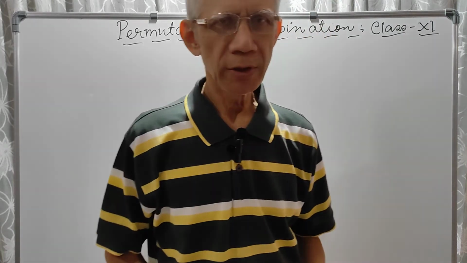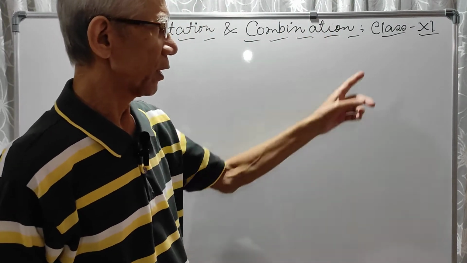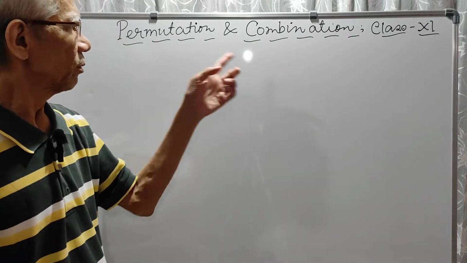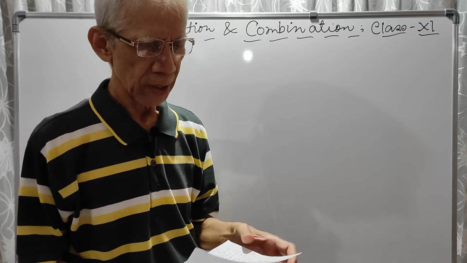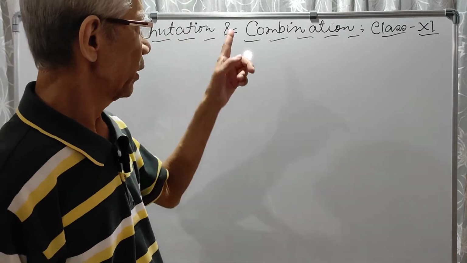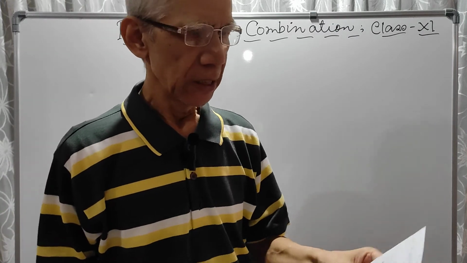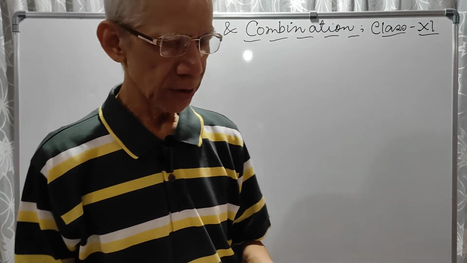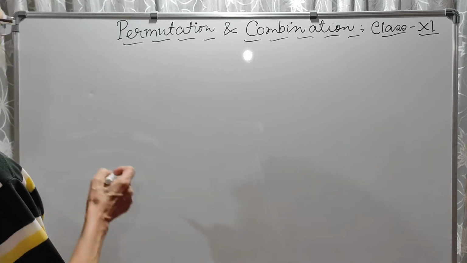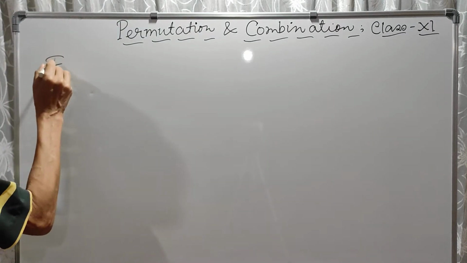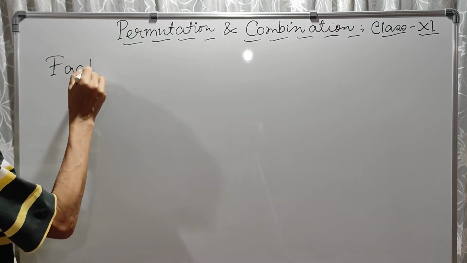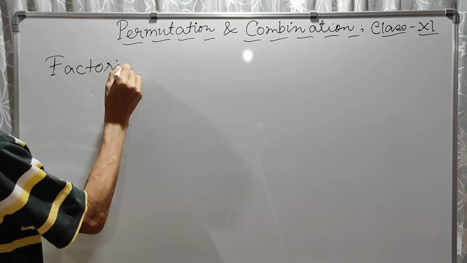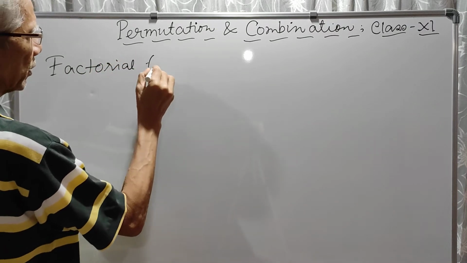My dear students, today I am going to discuss for class 11 this chapter, permutation and combination. Before I explain and define these two terms, you have to know a very important concept, factorial. Factorial, this is a symbol.